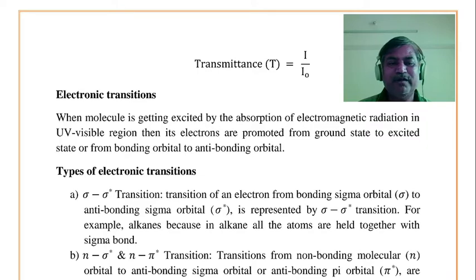There are 2 types of bond. One is the sigma bond, another is the pi bond, or one is the sigma bonding molecular orbital and another is the pi bonding molecular orbital. The third orbital is of which type? That is the non-bonding molecular orbital.